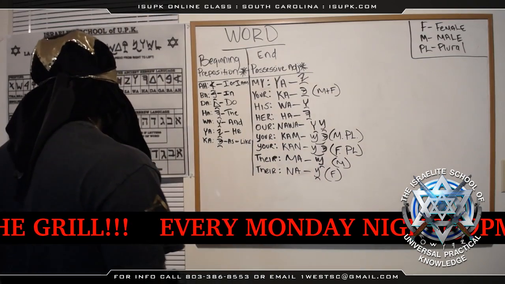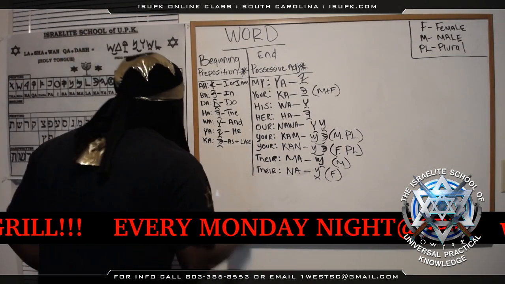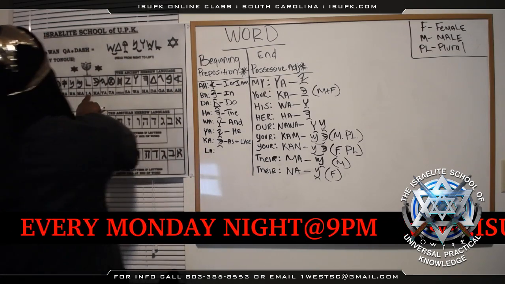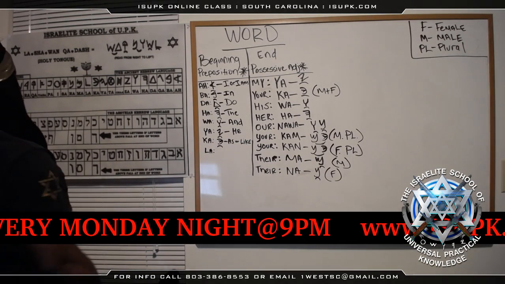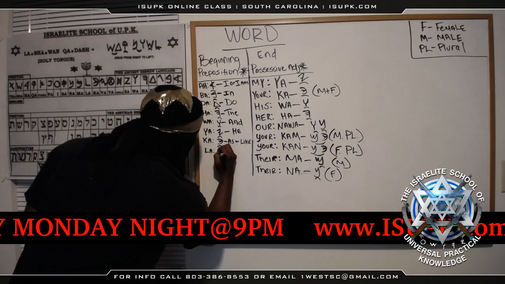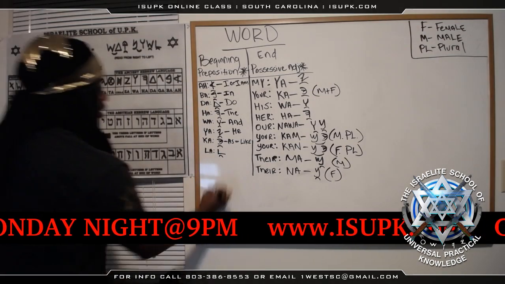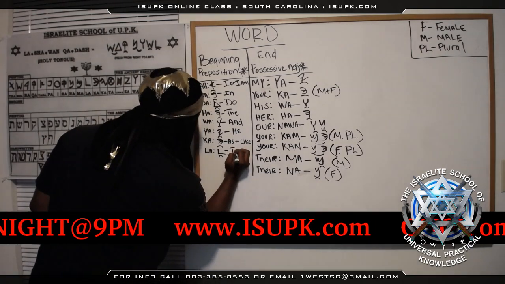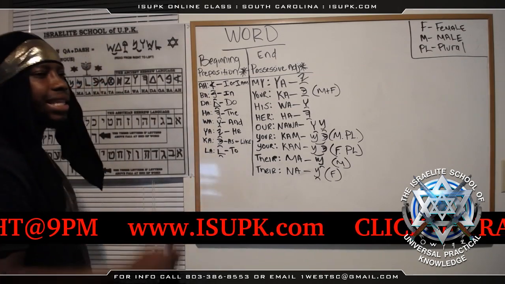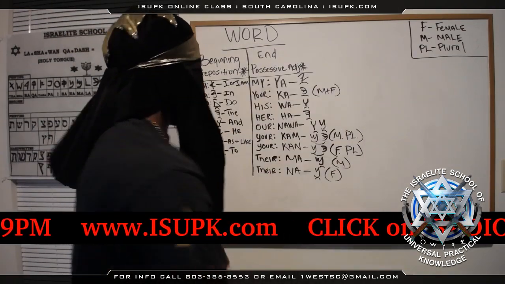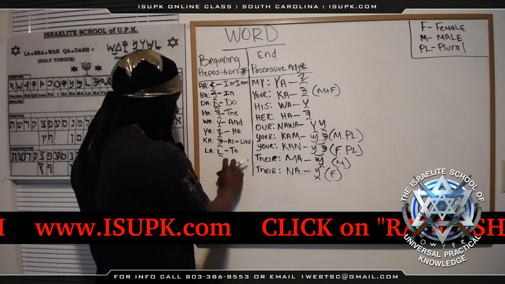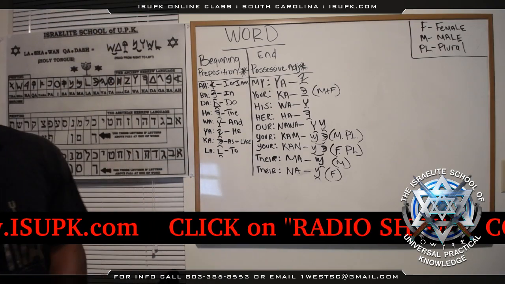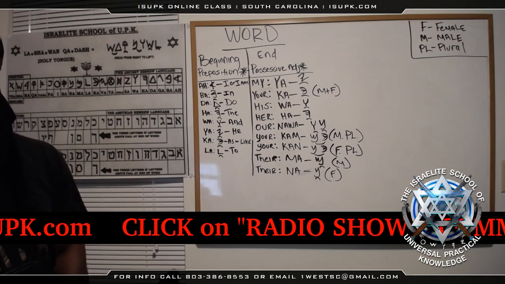So next we have La. La is this symbol right here. La kind of looks just like an L, all right? And La in the beginning of a word means what? To. So anytime we say La Yasha'Allah, we're saying to Israel. You understand? La Yasha'Allah. To. All right? That's the preposition for to.